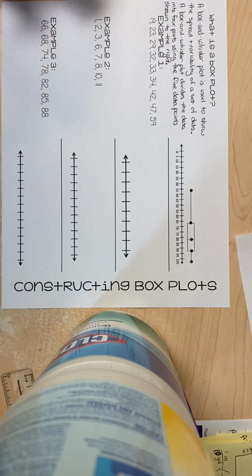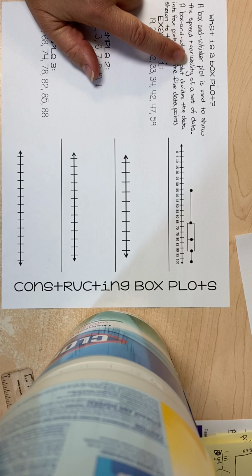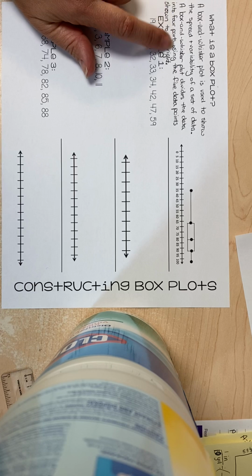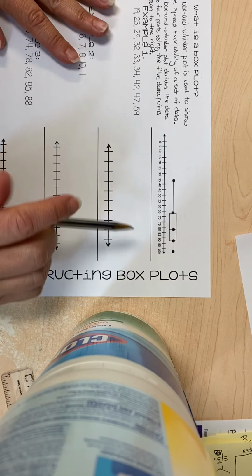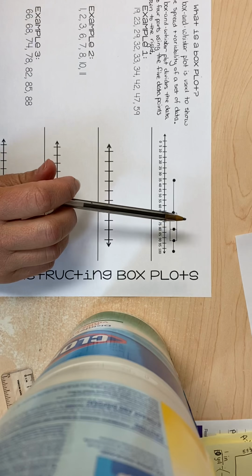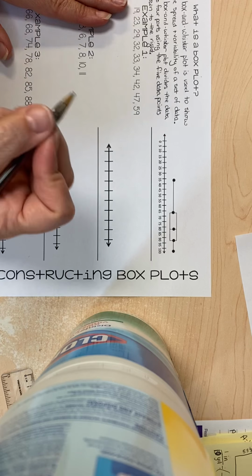There you go. All right, so what is a box plot? What we have to understand is a box and whisker plot is used to show the spread and variability of a set of data. A box and whisker plot divides the data into 4 parts using the 5 data points shown to the right. So what we're going to do is take this box plot, or box and whiskers, and label all the different parts.